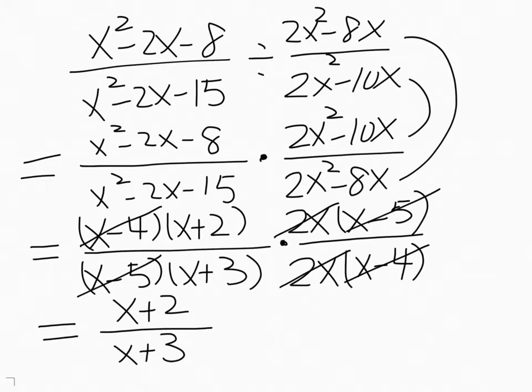And what are the numbers I have to exclude at this point? So my x cannot be 5, nor can it be negative 3. It cannot be 0. Anything else? That's it. So our final answer is going to be x plus 2 over x plus 3. And our x values cannot be 5, negative 3, or 0.